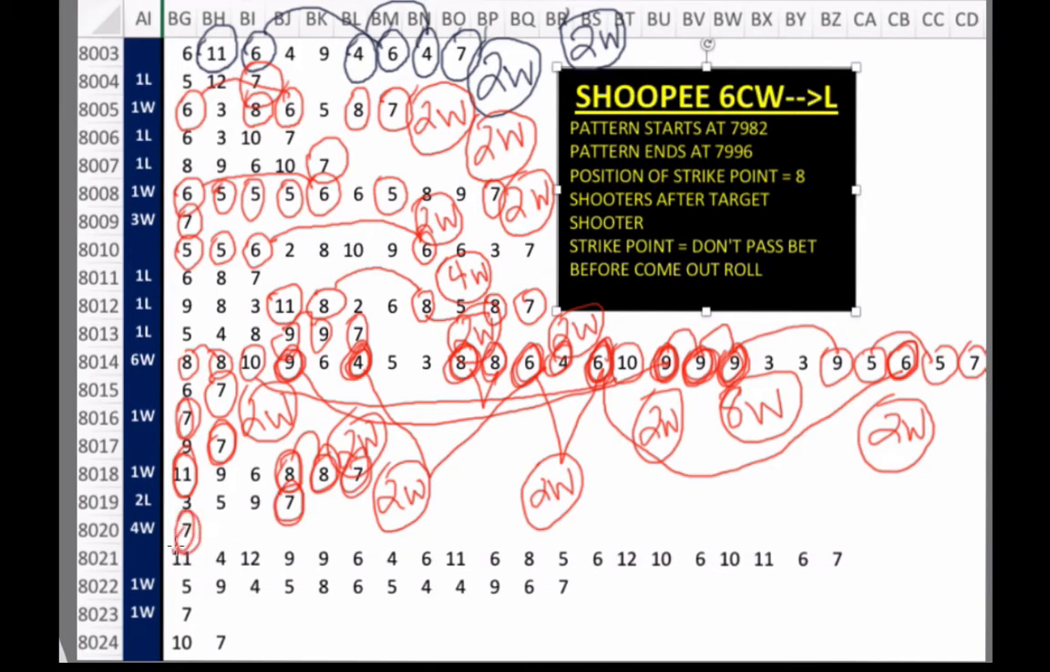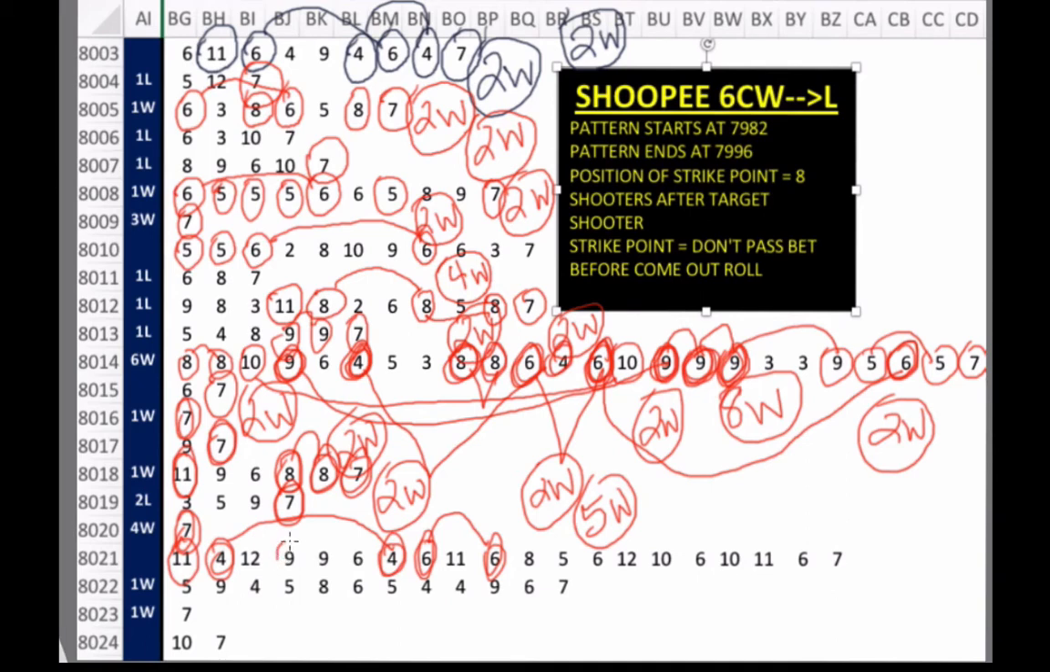2, 11 is 3. From this 4 to that 4 is 4. From here to here is 5. And then the 8 doesn't complete itself. So we have 1, 2, 3, 4, 5. We have a 5-win series.